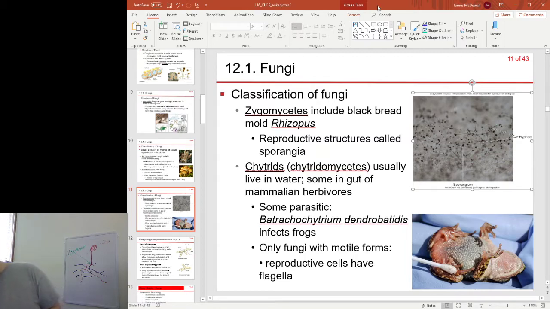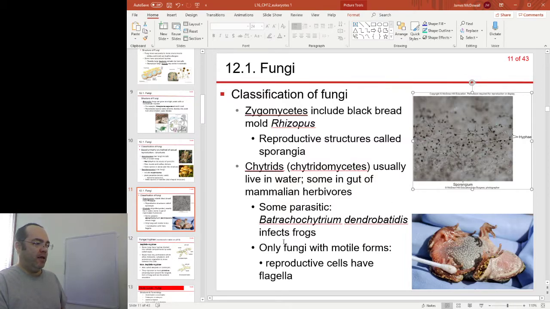The last of our four fungi, the chytridomycetes. Chytridomycetes are typically parasitic. Well, at least the ones that we, if you were to have a picture of a chytridomycete, you might think of a parasitic organism. They are usually aquatic. Some live in the guts of mammalian herbivores, but there is a parasitic version that infects frogs. And this is a frog who has died from a parasitic chytrid infection. In fact, it's had a very large impact on the numbers of certain frogs in many places around the world.